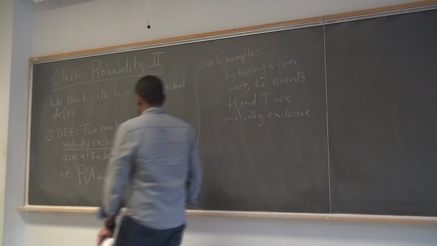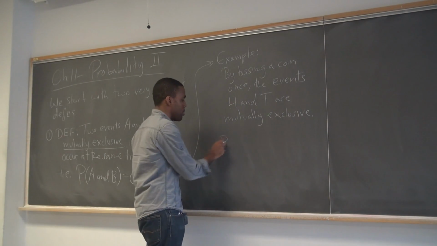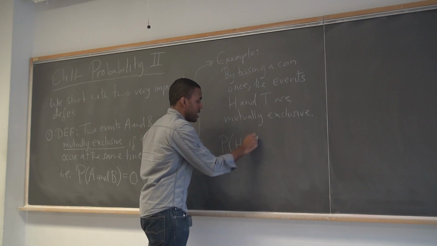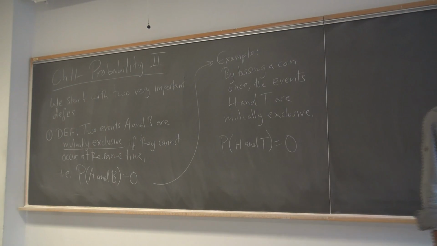So that means they're mutually exclusive when they cannot happen at the same time. So in a single coin toss, the probability of getting a head and a tail is assumed to be 0. Right? You can't get a head and a tail. It has to be one or the other. If you get a head, it means you didn't get a tail. If you get a tail, it means you didn't get a head.